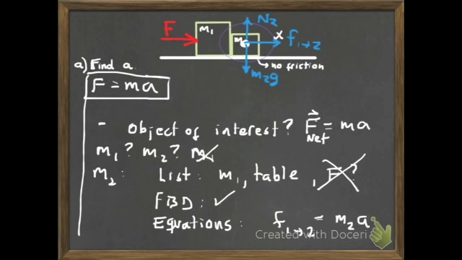We can write the equations that correspond to this free body diagram. In the x direction, we have that the force that 1 puts on 2 is the only force in the x direction. It should be equal to m2 times the acceleration. One more time, since we're looking for the acceleration, this equation doesn't help us because we still don't know what's the contact force that 1 puts on 2. So choosing m2 as your object of interest, again, has not led you to the answer that you're looking for.